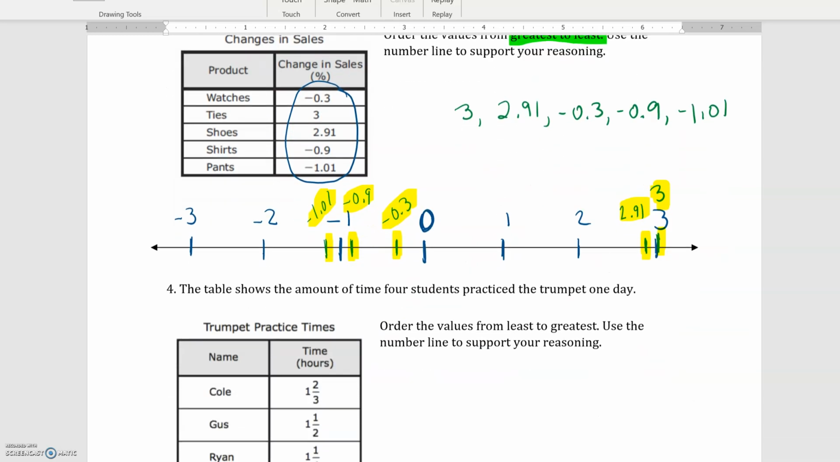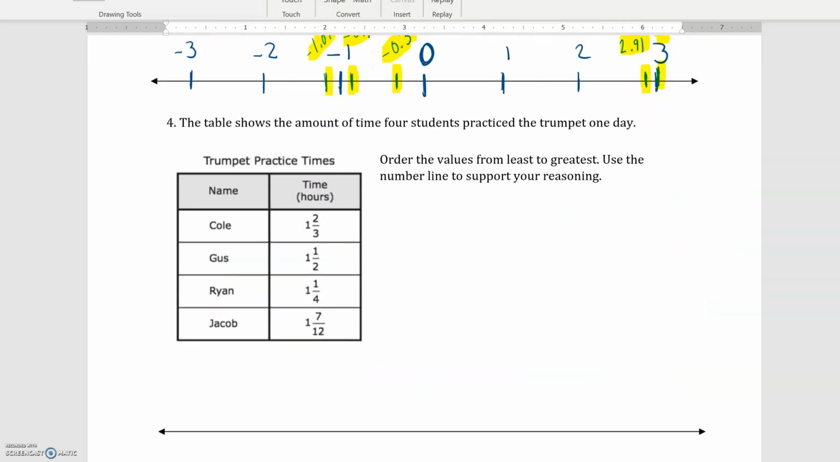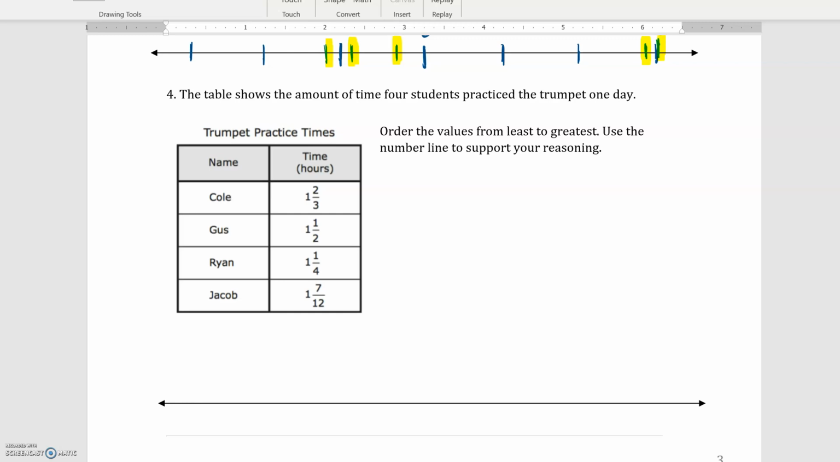All right, we have one more to go. And we see here a table. We're going to do a similar strategy like the front page, and I'm going to start you off. It says the table shows the amount of time 4 students practiced the trumpet one day. Cole practiced for 1 2/3, Gus for 1 1/2, Ryan for 1 1/4, Jacob for 1 7/12. Order the values from least to greatest and use the number line to support your reasoning.